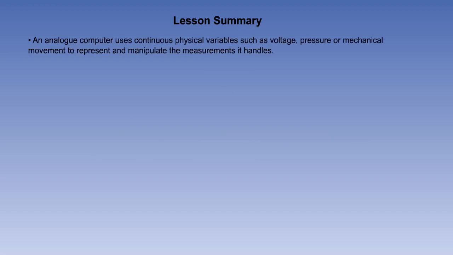That is the end of the lesson. Here is a summary of the main points. An analog computer uses continuous physical variables such as voltage, pressure or mechanical movements to represent and manipulate the measurements it handles.